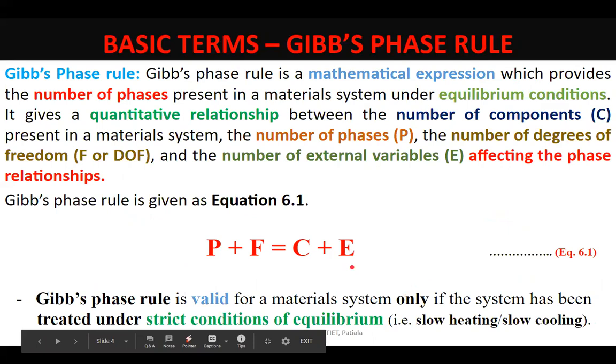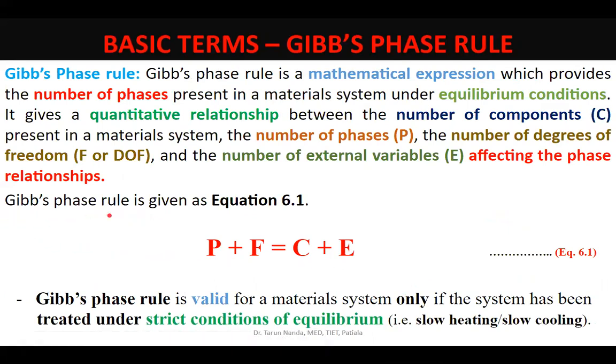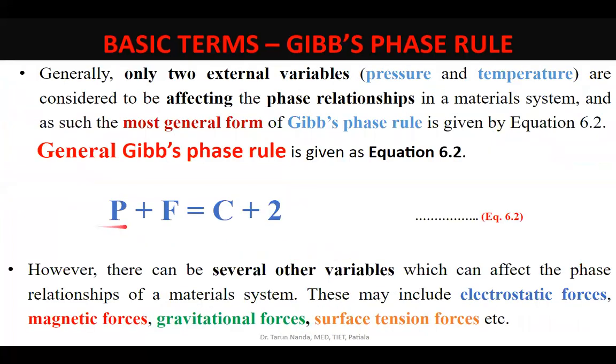So if somebody asks you what is the Gibbs phase rule, and specifically the general Gibbs phase rule, it would be P plus F is equal to C plus 2, as is being shown by equation 6.2. So P plus F is C plus 2.